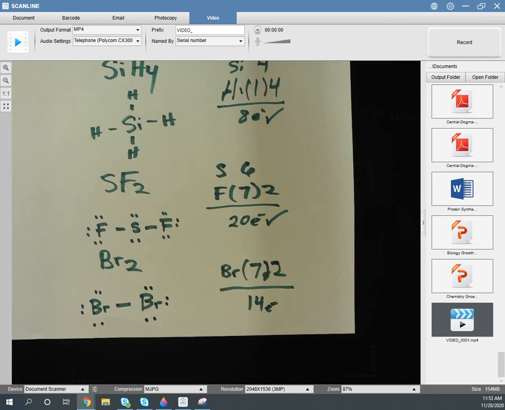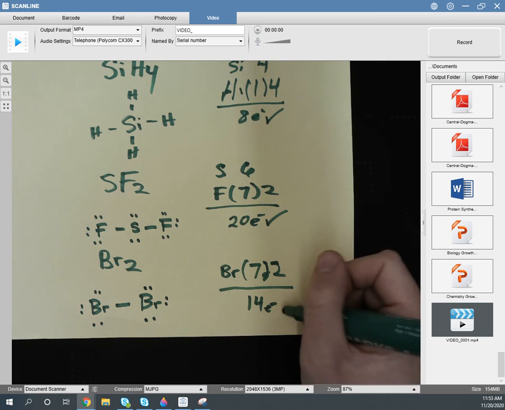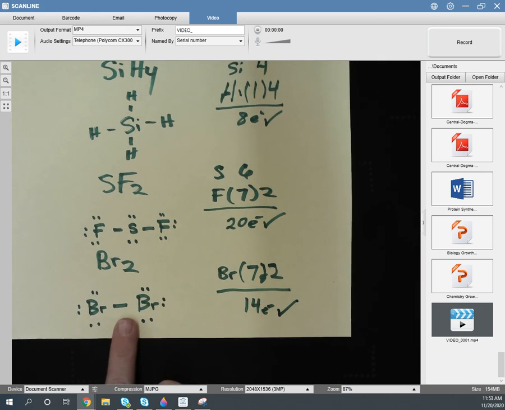Now let's count the whole diagram. 2, 4, 6, 8, 10, 12, 14 valence electrons. That's the correct number, so this is the correct Lewis structure.